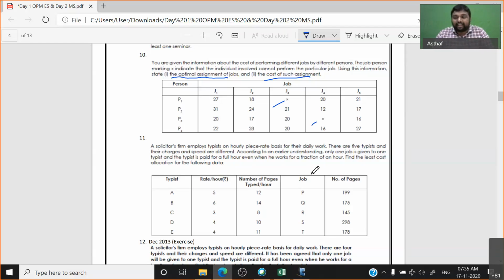What is the criteria first? In any assignment problem, the first criteria is that rows must be equal to columns. Here, how many rows are there? Four. And your columns are 5. So it is not getting tallied. If it is not getting tallied, what do you do? We have to add one dummy. Yes, we can start.